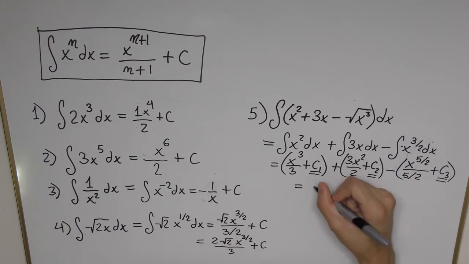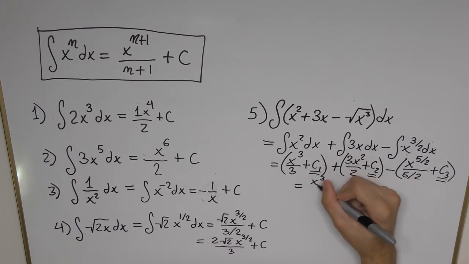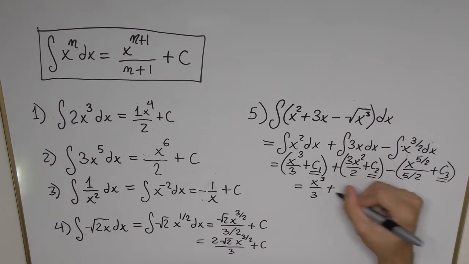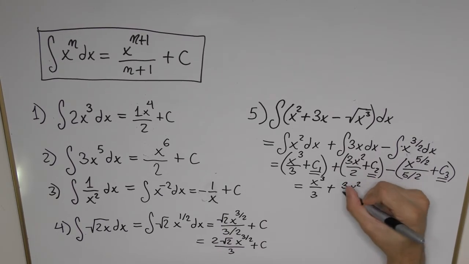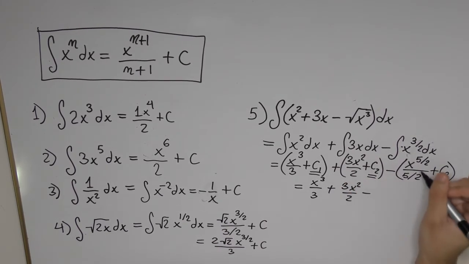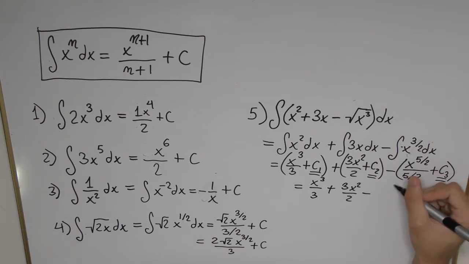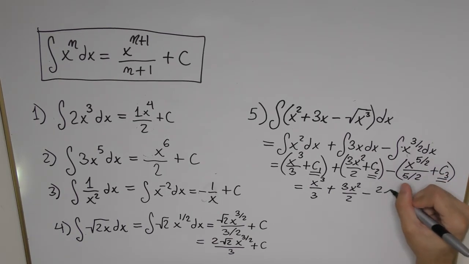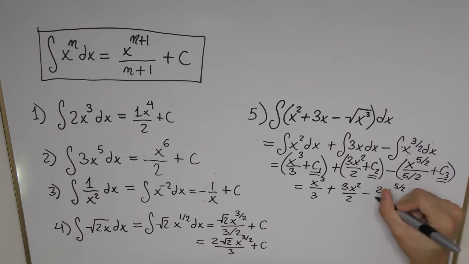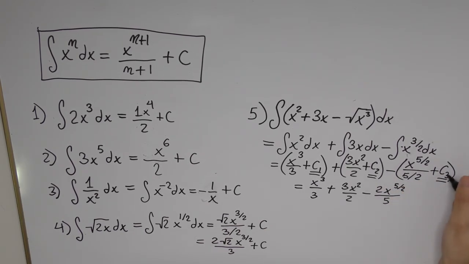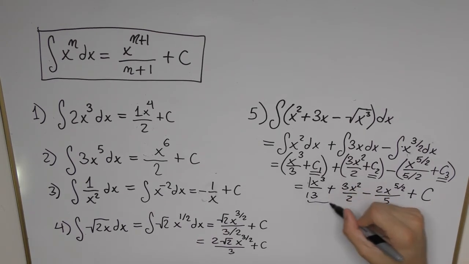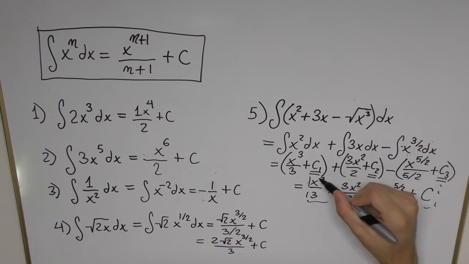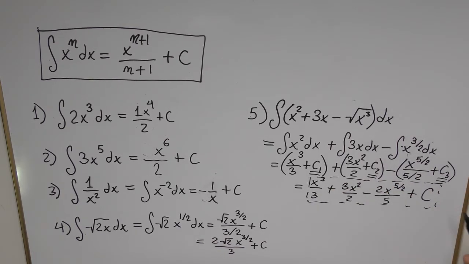So now we're just going to express this whole integral as x cubed over 3 plus 3x squared over 2. Minus, now let's bring that 2 all the way to the top. That's going to become 2x to the power of 5 on 2 divided by 5. And now we're going to write all those 3 constants into one, which we're going to call c. So this entire expression over here is going to be our final answer for that integral.